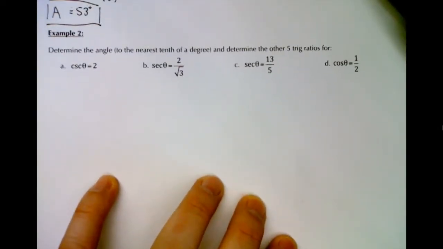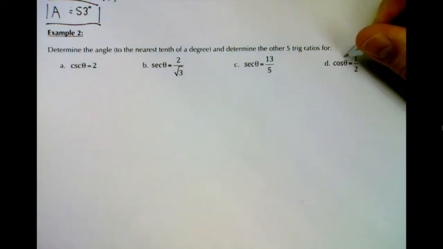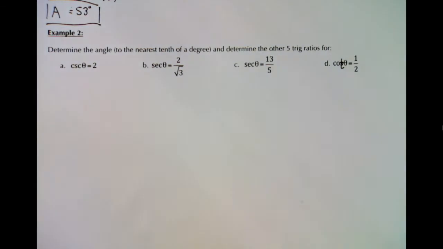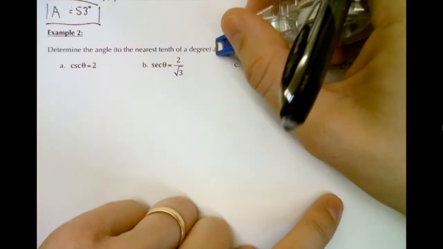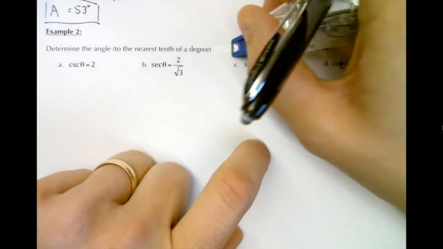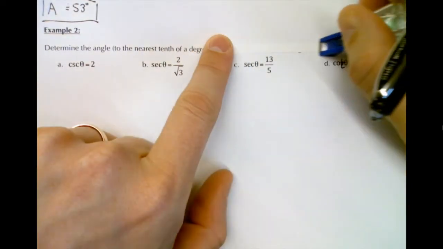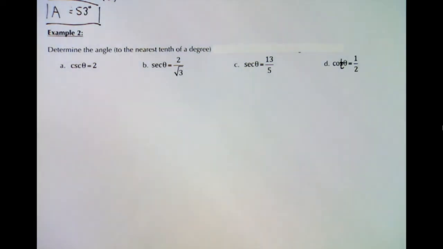Example 2. Solve for the angle. I'm going to change this last one to cotan. And I'm also going to change these instructions. Boy, a couple mistakes here. Determine the angle to the nearest tenth of a degree. We're not going to determine the other 5 ratios. That's excessive. There will be questions in your homework and warm-up like that, though, and we'll do them in class.